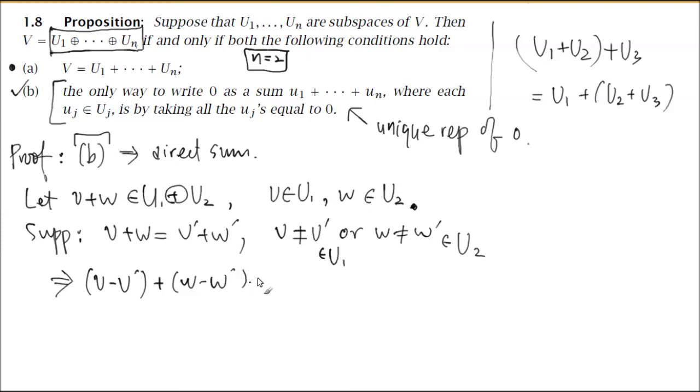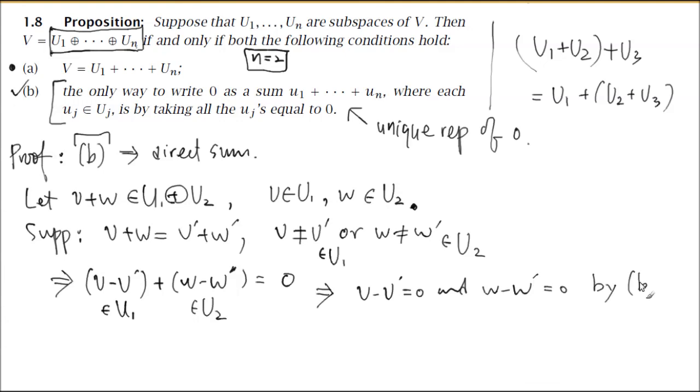w minus w prime is going to be what vector now? Zero vector. We subtracted both of them, right? So this is in u1, and this is in u2, right? So what do we know about 0? 0 is represented by elements in u1 and elements in u2. Then what does part b say? The only way to do it is 0 plus 0, right? So v minus v prime must be 0, and w minus w prime is 0 by the property b we're given, right? Does that prove it?